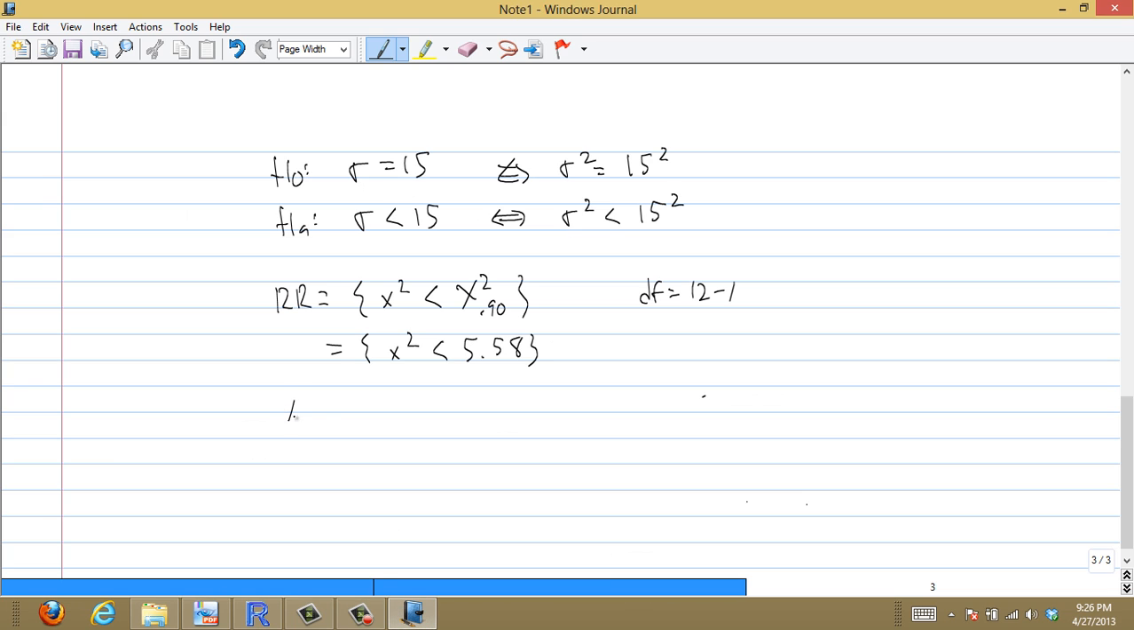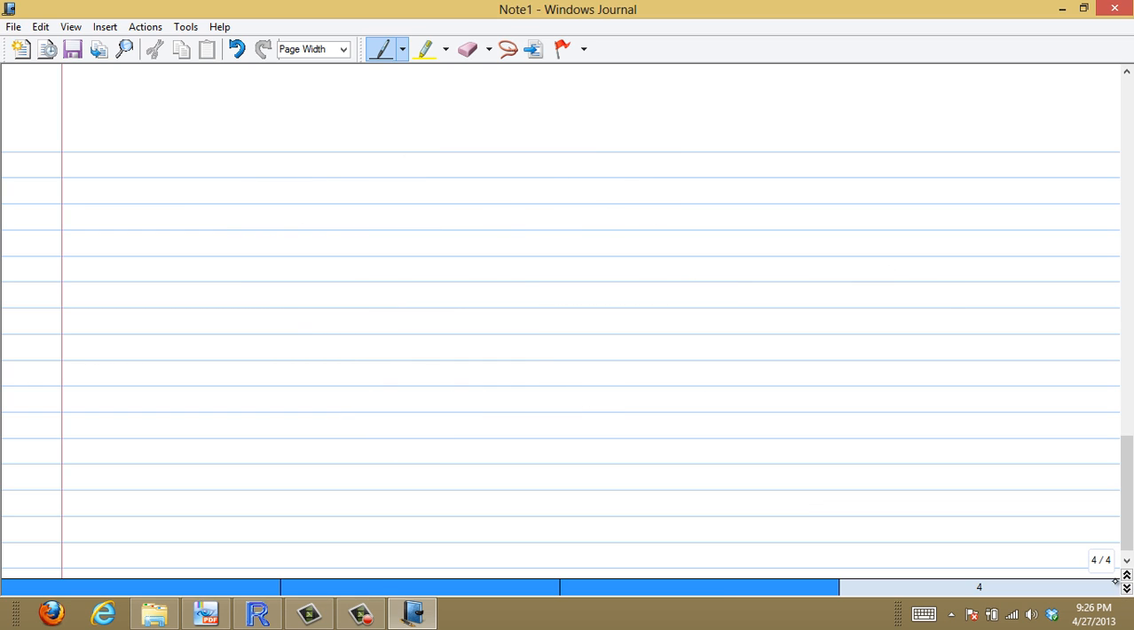Now let's calculate our test statistic. Our test statistic is going to be 12 minus 1, or 11, multiplied by the sample variance, divided by the hypothesized variance, which is 15 squared. When we calculate that out, we get 9.043. Once again, similar to the previous problem, the test statistic is not in the rejection region, so we're going to fail to reject the null hypothesis. So we would say there's insufficient evidence to conclude that the number of aircraft stolen each year in the US has a standard deviation less than 15.